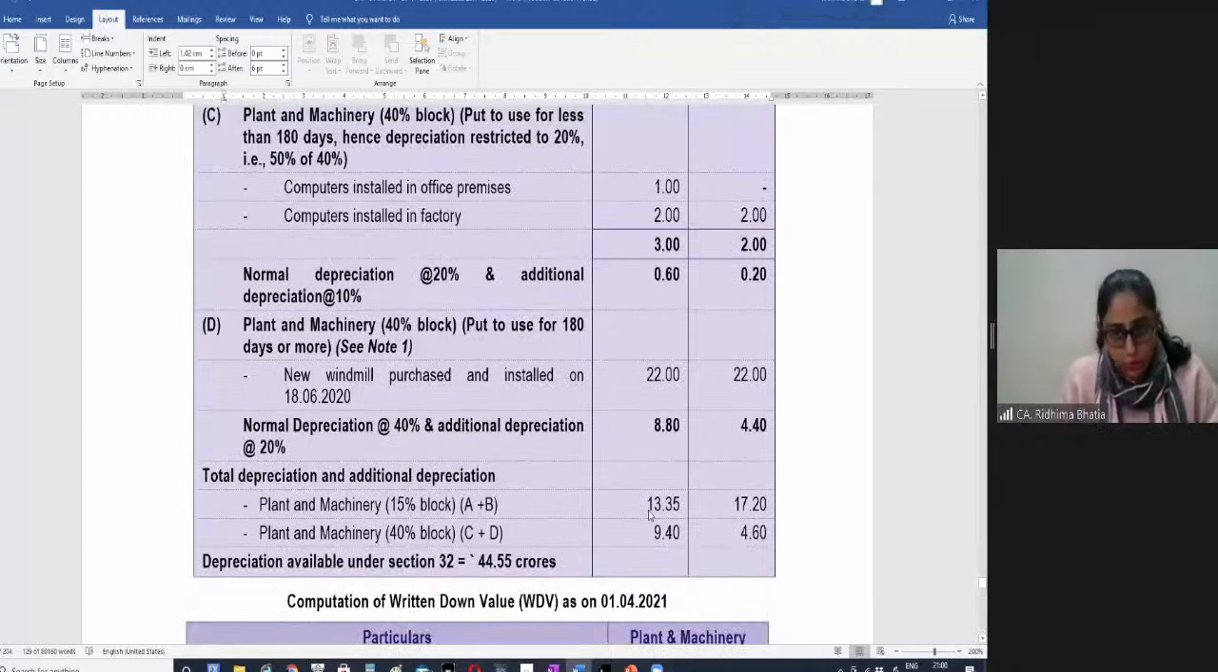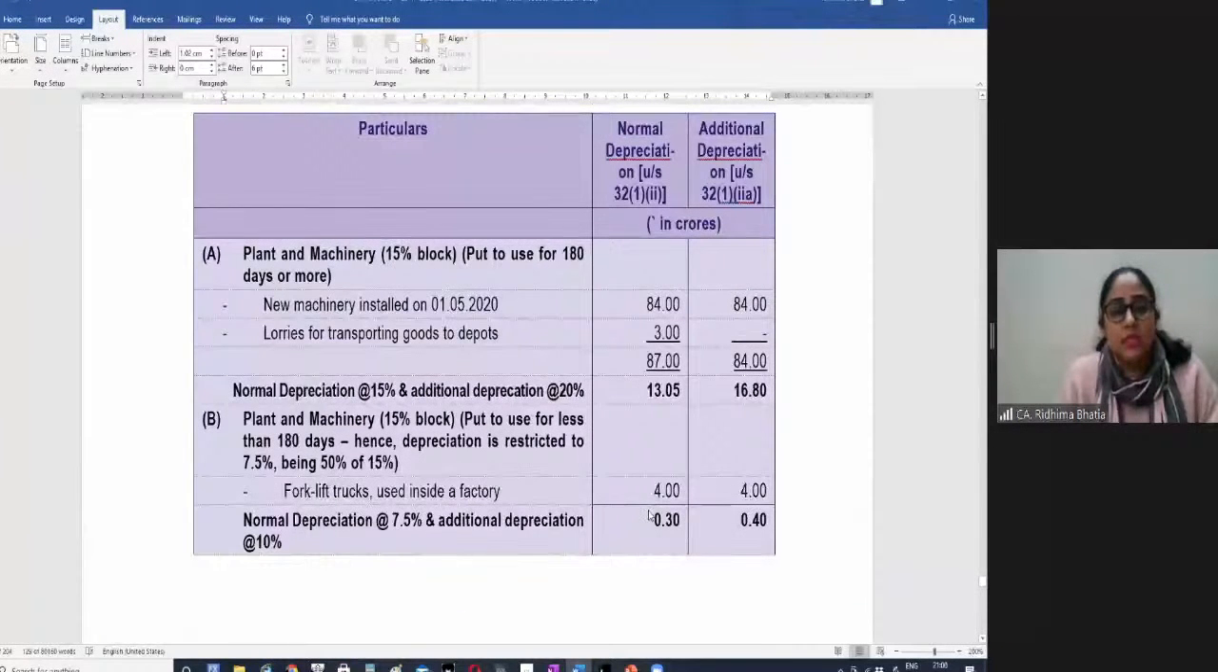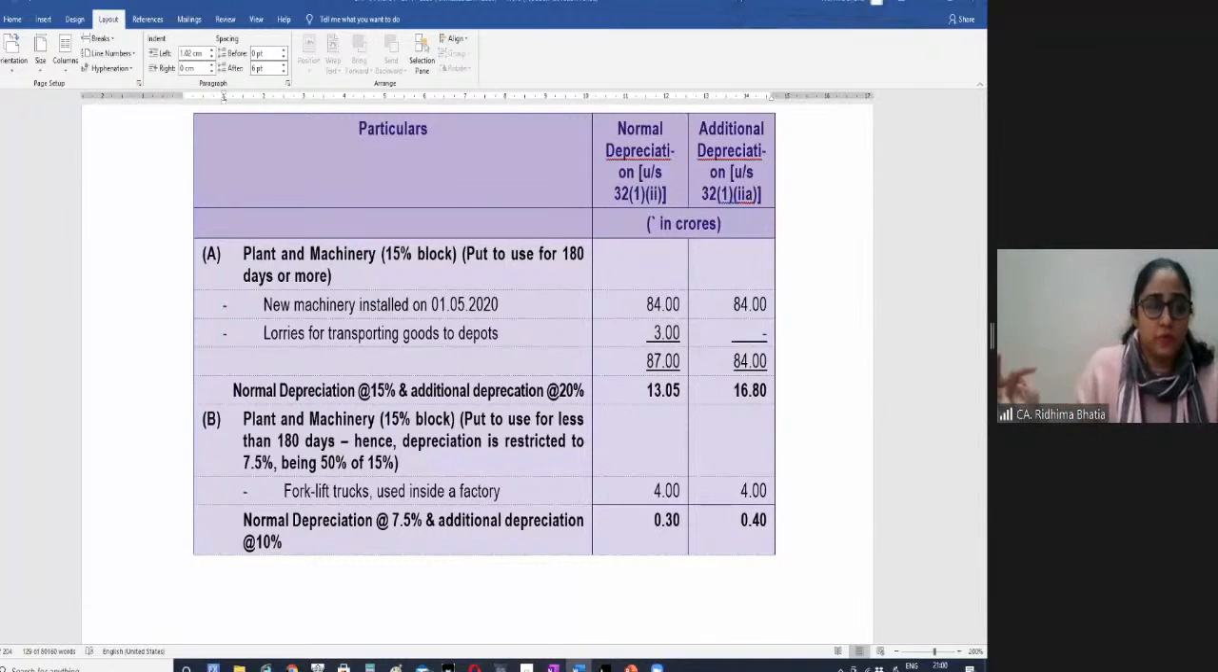Any doubt? No. Now on the additional depreciation. Additional depreciation would be on the new machinery installed of 84 crores, but it would not be given on road vehicles. Remember? Yes. Lift trucks used inside the factory are not road vehicles. They are used to transfer parts or products from one place to another, like a crane. On that you will give additional depreciation.